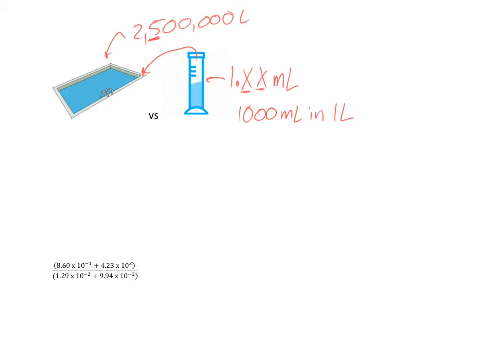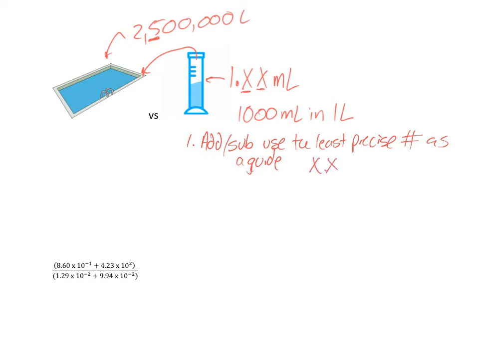So we have rules whenever we're doing mathematical operations. The first is when you add or subtract, use the least precise number as a guide. We can think of the least precise number as being the one that is reported to the least number of digits to the right. So if I have something like this, and this is my least precise number.